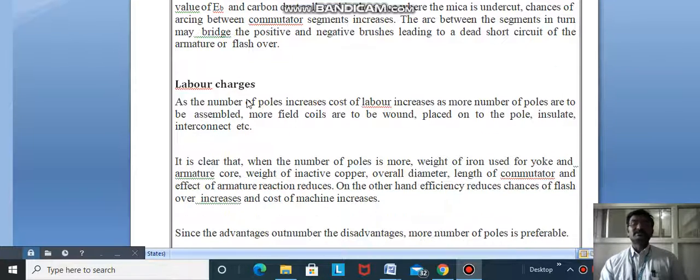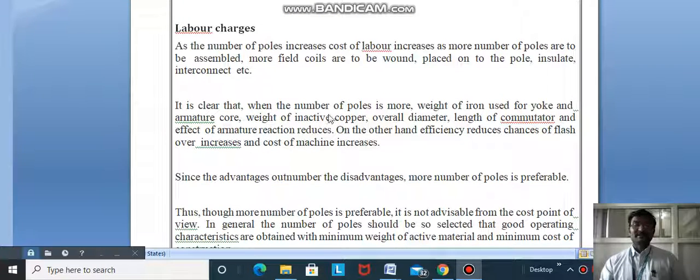Okay, so labor charge: when you go for a high number of poles, the labor charge for making or fixing that number of poles in a particular machine will be high. As the number of poles increases, the labor charge increases, as more poles are to be assembled, and more field coils are to be wound, placed on the poles, insulated, and interconnected.